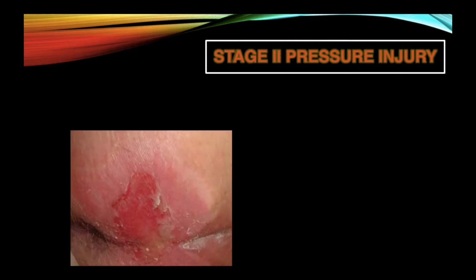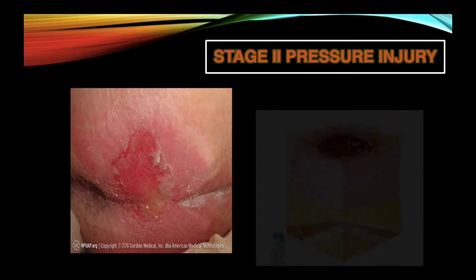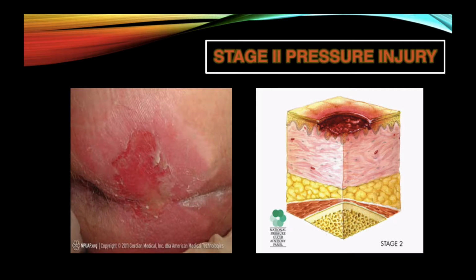Stage 2 pressure injury. There is a partial thickness loss of dermis, presenting as a shallow open ulcer with a red-pink wound bed without slough. May also present as an intact or open ruptured serum-filled blister.